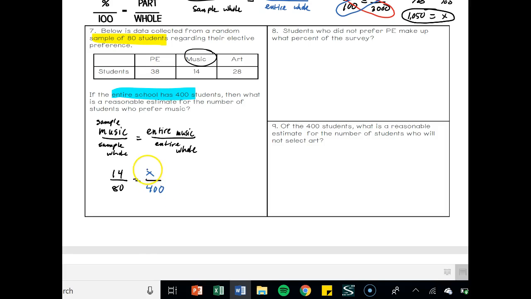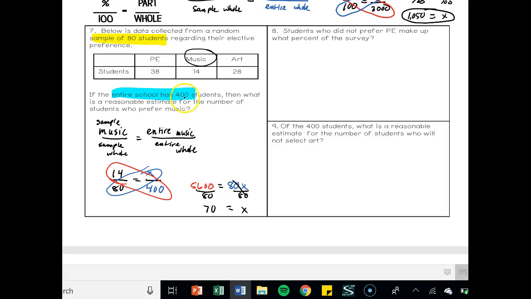So let's just go ahead and cross multiply. 14 times 400 gives you 5,600. 80 times x gives you 80x. And again, we got ourselves a one-step equation. I see multiplication, so therefore I just divide both sides by 80. Right? Cancels out. X is going to tell us how many students in the school actually like music. And our answer is 70, right? 5,600 divided by 80 is 70 students.